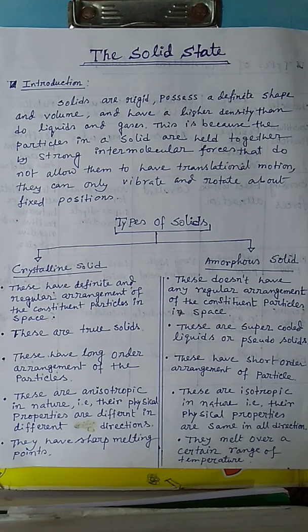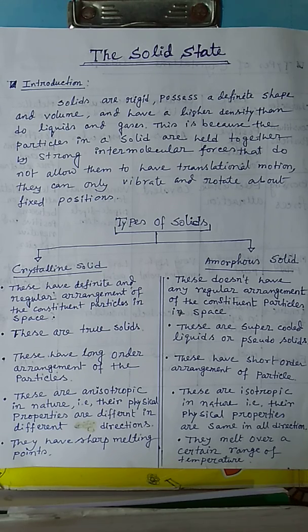Now, types of solids. Mainly there are two types of solids: crystalline and amorphous. In this chapter we are interested only in crystalline solids, but here you have to read the differences between crystalline solids and amorphous solids. Let's see the first point. Crystalline solids have definite and regular arrangement of constituent particles, while amorphous solids do not have any regular arrangement of constituent particles.